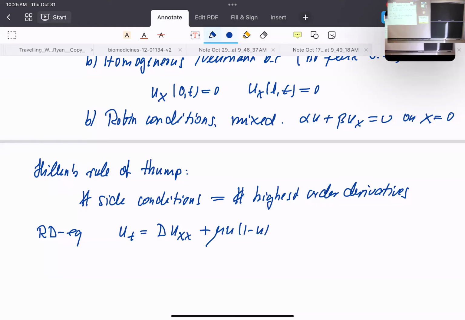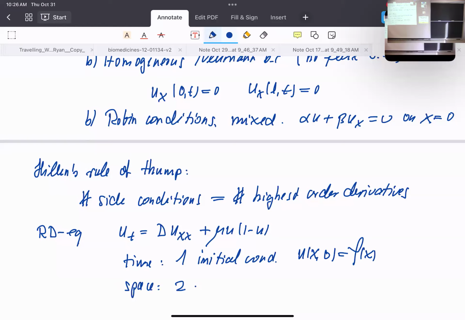U_xx, and we need two conditions for space. So one for time and two for space. The time condition is the initial condition, so one initial condition. That would be something like u at (x, 0) is a function, maybe phi of x, which is given. And for space, we have two boundary conditions.